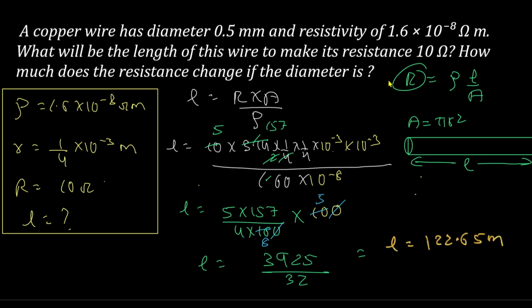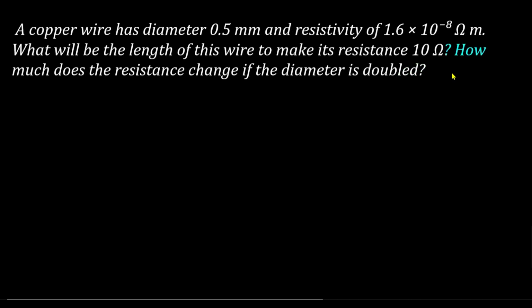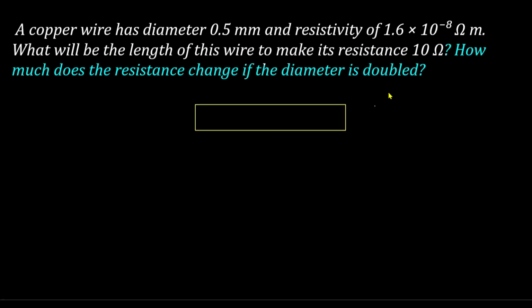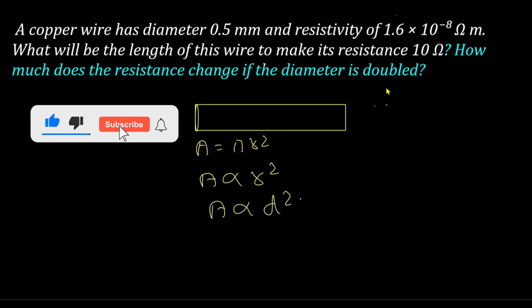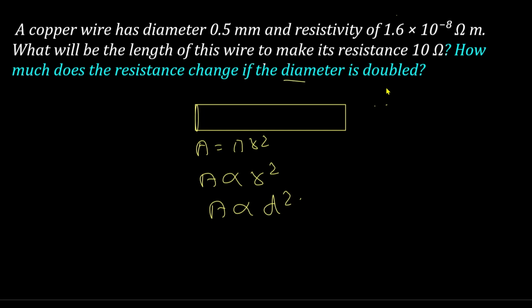That is the length. Now if I see the later part, it says how much does the resistance change, right? If the diameter is doubled. So let's once again make a wire. This being the wire, and you know that this cross section area is circular in shape, right? It is circular in shape. So that means the area of a circle, which is pi r square. From here, we can see that area is directly proportional to the square of the radius. So it should be directly proportional to the square of the diameter as well. Okay. And the diameter is doubled.